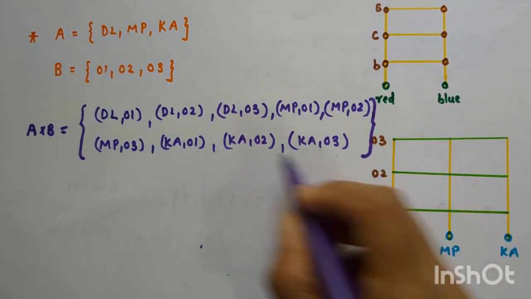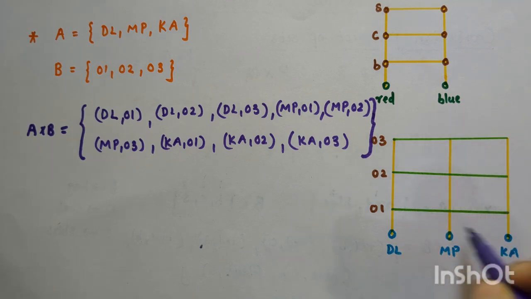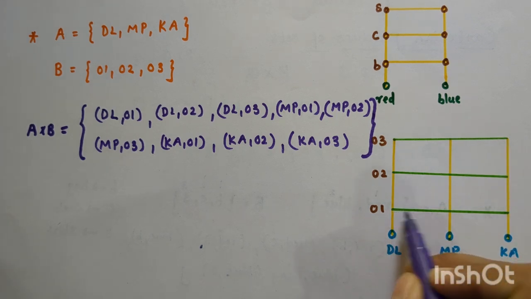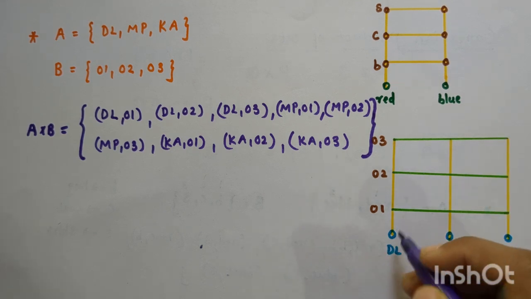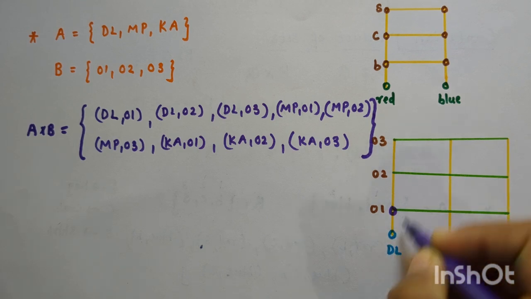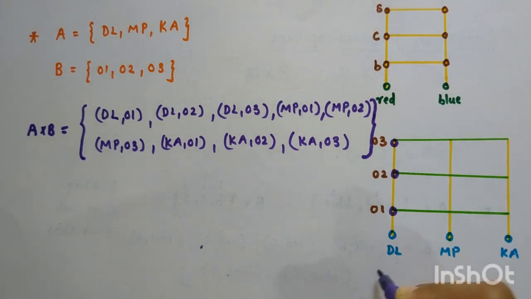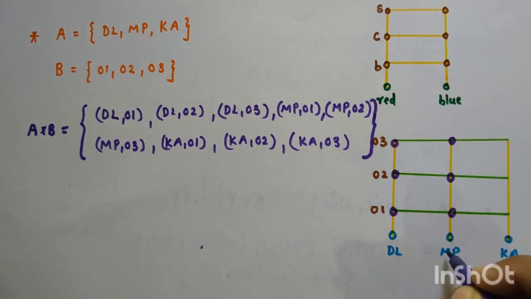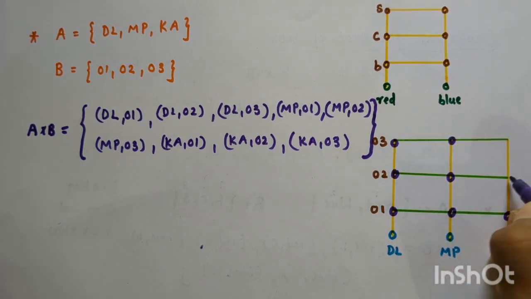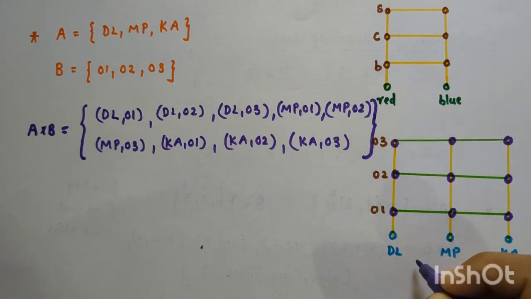These ordered pairs can be represented like this as well. The yellow colored lines are for DL, MP and KA, the elements in the first set, and the green colored ones represent the elements in the second set B. So we have the ordered pairs DL01, DL02, DL03, MP01, MP02, MP03, KA01, KA02 and KA03.